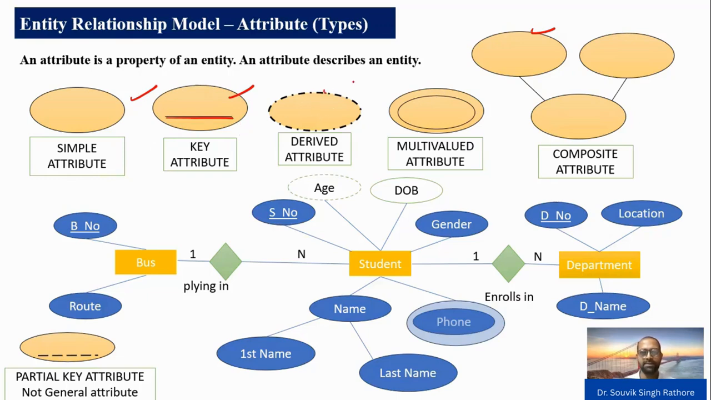Next, we have the derived attribute, represented using a dashed oval. For example, your age, which can be derived using your date of birth. Next, you have your multi-valued attribute, denoted by a double oval. An example can be your phone number or your certificates or your degree. And finally, we have the partial key. It is denoted by a dashed underlined oval. For example, it can be your subject name and it can be your dependent name, etc.